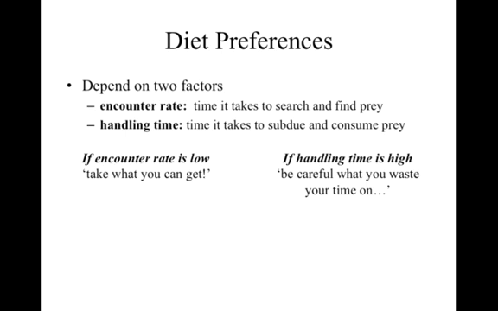But in the other strategy, the handling time might be high, that means it takes a long time to eat the food. Maybe that's because the food is low in terms of nutritious value, so you got to eat a lot of it. Maybe it's just because it's really hard to get at that particular food item. But if the handling time is high, then you don't want to just take whatever you can get because you're going to invest a lot in that item that you choose to eat. And so you want that time to be invested well. You want that time spent wisely, and so you only want to eat things that are going to be really good for you. So ultimately what that means is if your encounter rate is low, you're going to be a generalist. You take whatever you can get because it's so hard to find anything.